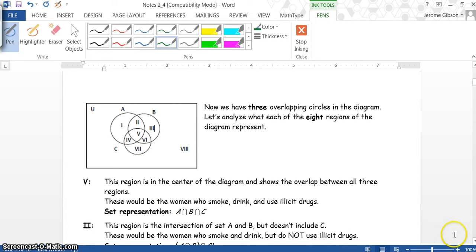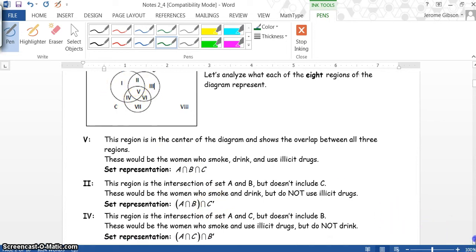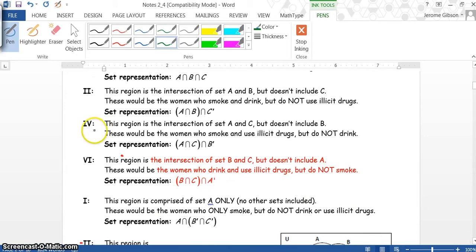Okay, now we go to the second region. It says this region is the intersection of set A and B, but doesn't include C. These would be the women who smoke and drink, but do not use illicit drugs. The representation for this set is, in parentheses, A intersect B, which you would need to do first, intersect the complement of C. So if we look here, A intersect B would be 2 and 5. And then intersect the complement of C would just be 2.